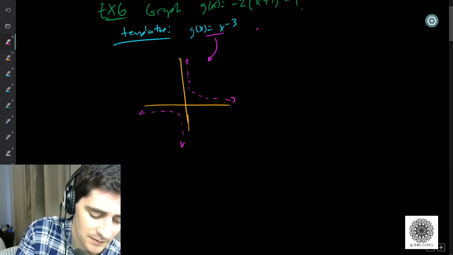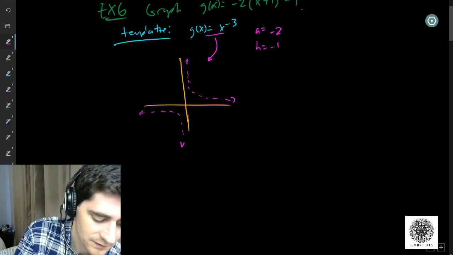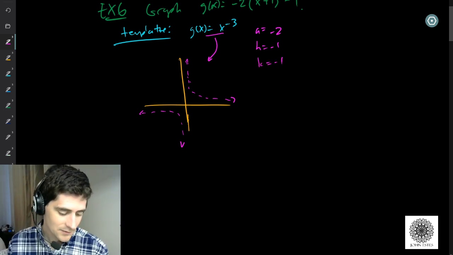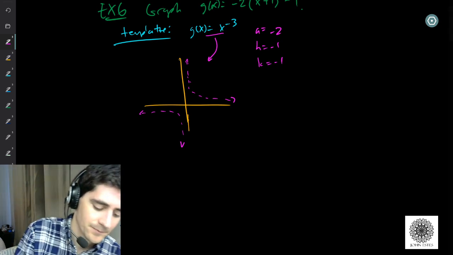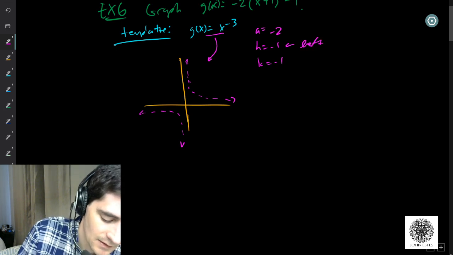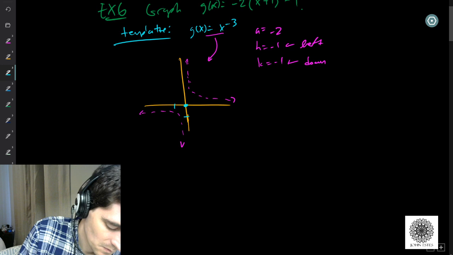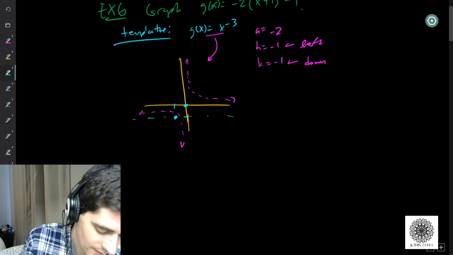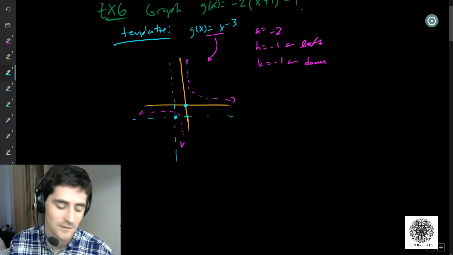All right, now from here, let's identify a, which is negative 2, h, which is negative 1, and k, which is negative 1. Okay, so the h means I'm going to shift everything over 1 unit to the left. The negative means to the left. K means we're going to go down 1 unit. So where the origin was here, now my new origin, if you will, is kind of right there. And I'm going to put the axes there just to help me visualize a little bit better where I'm centering this thing around.